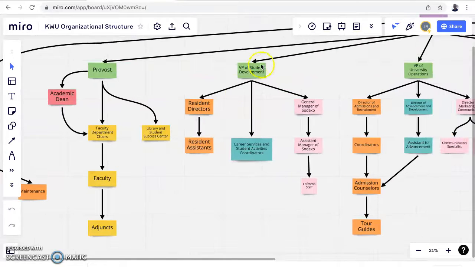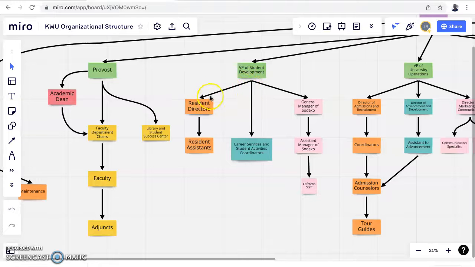The VP of Student Development really has three big departments under her. There are more departments, but for purposes of space, I would have had to make at least 8 under each of these VPs, but these are the main departments underneath them. The first department being the residence hall and student living.